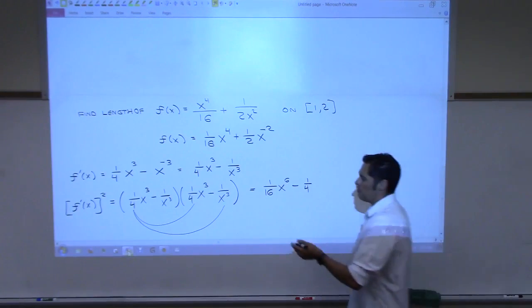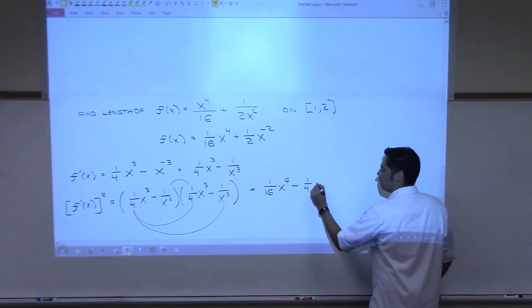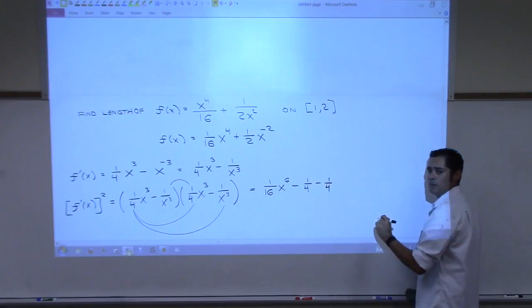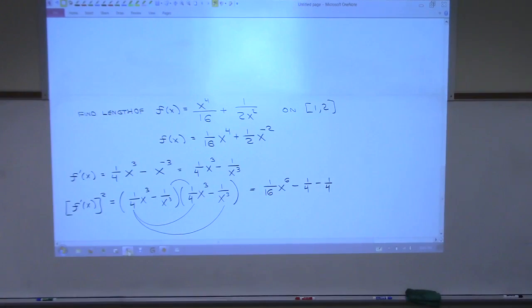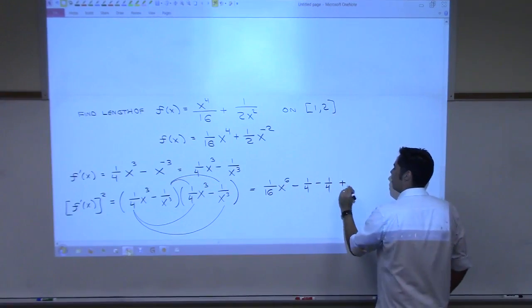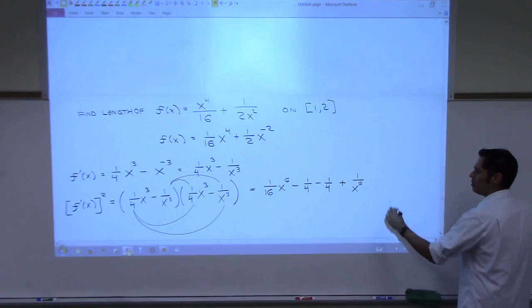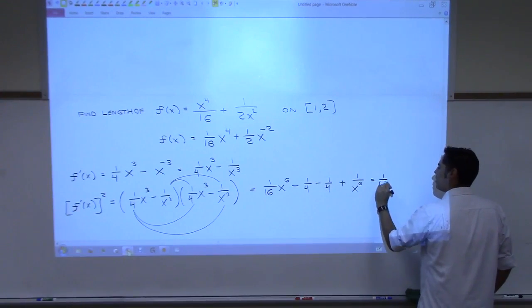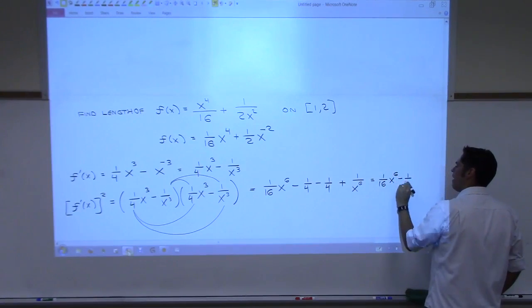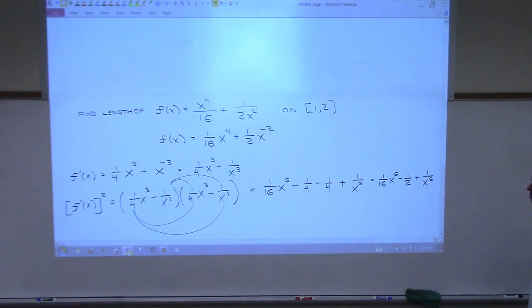What do we get on the inner multiplication here? Minus 1/4 again. Do you all see the x cubes canceling? Yes? How about my last multiplication here? Plus 1 over x to the 6th. I could clean this up a little and say 1/16 x to the 6th minus a half plus 1 over x to the 6th. I just put the two fourths together. All right, so that's my derivative squared.